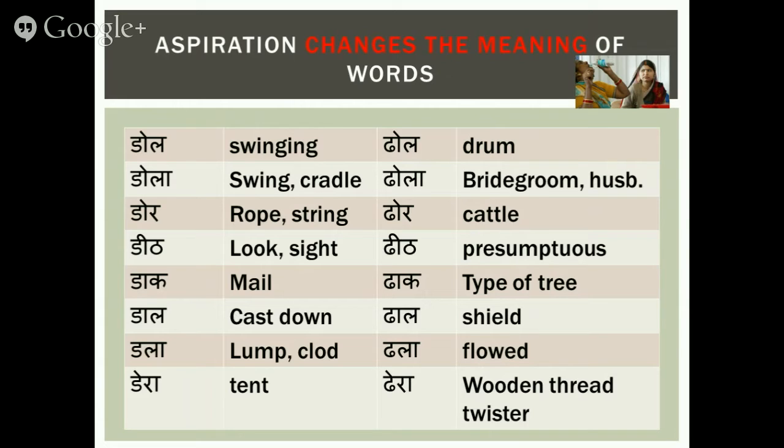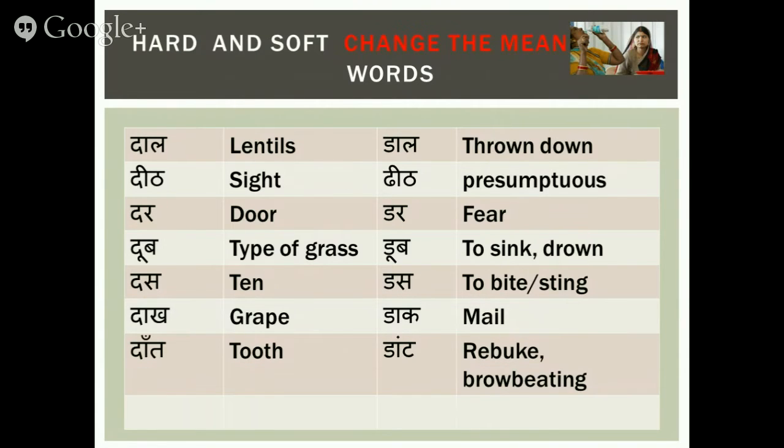So, what's the difference? Dole, swinging, dhol, drum, dola, swing or cradle, dhola, bridegroom, husband, dor, rope or string, dhor, cattle, deed, look or sight, where deed is presumptuous, da is male, dhak, type of tree, dal, thrown down, dhal is a shield, dala, comfort cloud, dhala, flowed, dera, tent, dhera, wooden thread canister.